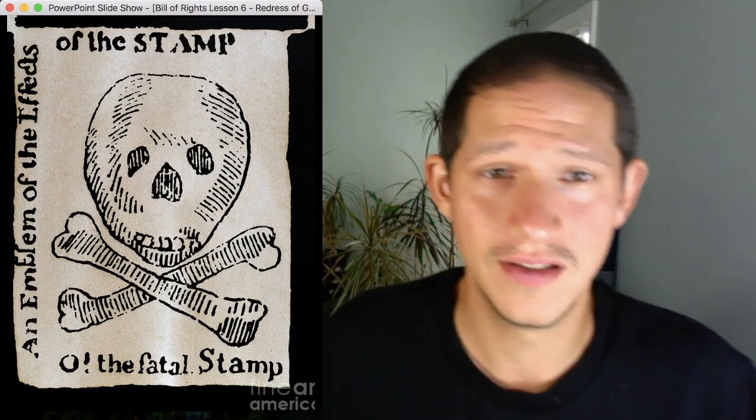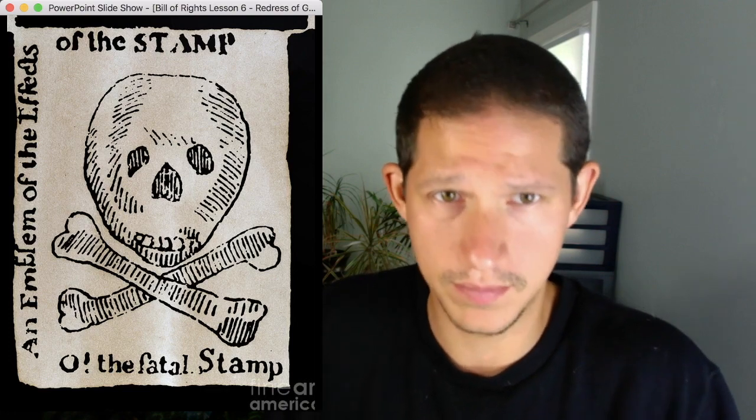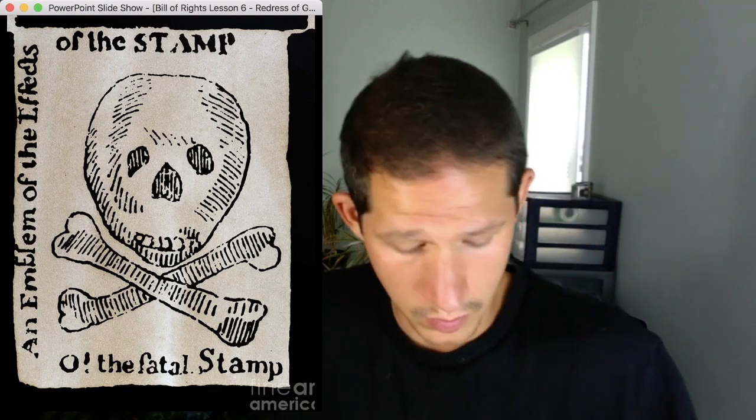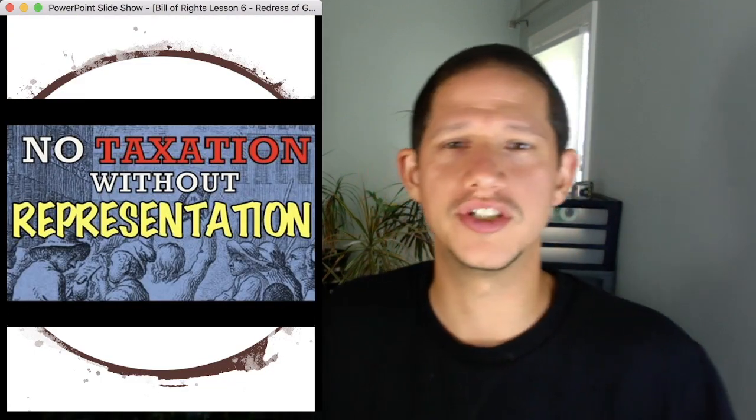You'll just pay a tax on stamps, right? Every piece of paper that you get has to come from a company in England with this special stamp on it. So if you want to send a letter, you need that stamp. If you want paperwork for your business, you have to pay for that stamp, right? Well, the colonists weren't happy. And again, they would chant, no taxation without representation.